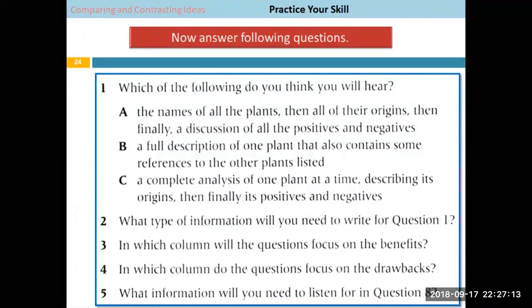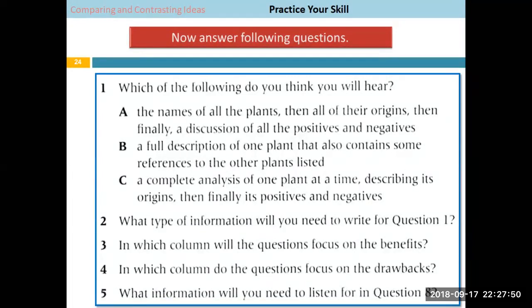Which of the following do you think you will hear? The names of all the plants, then all their origins, then finally a discussion of all the positives and negatives, or a full description of one plant that also contains some reference to the other plants listed, or a complete analysis of one plant at a time, describing its origin, then finally its positives and negatives. What do you think? Sir, B or C? C, actually C. Only 1 point at a time, most of the time. Most of the time, right?